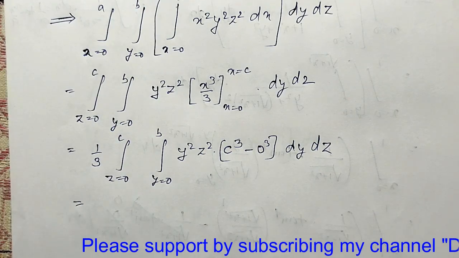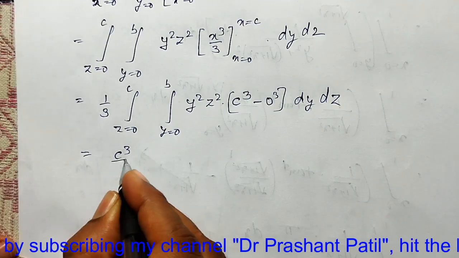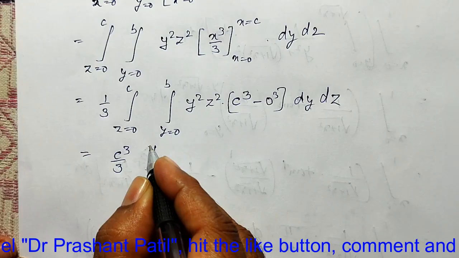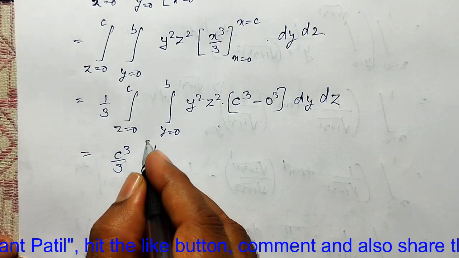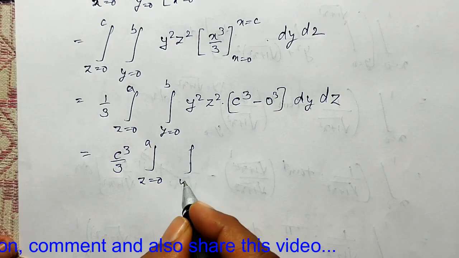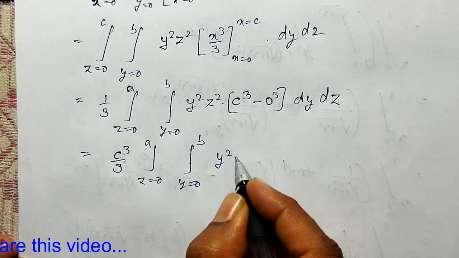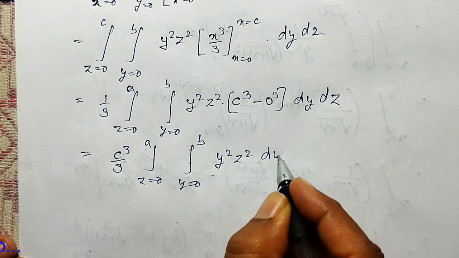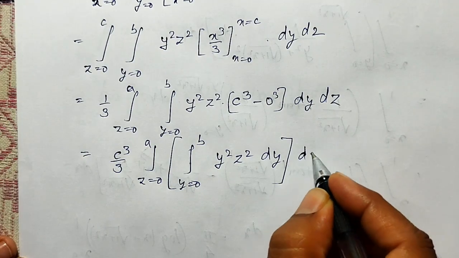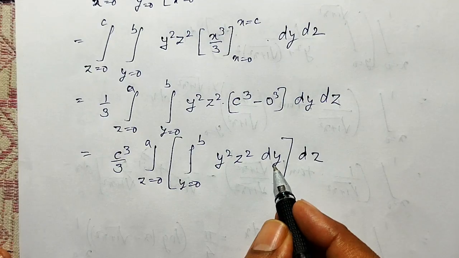I will write one more step here as c cube divided by 3 integration from z equal to 0 to a, it should be a here, and then integration from y equal to 0 to b, and here y square z square into dy. I will put one more bracket around what I am going to integrate, and then dz as it is. Now you have to integrate first with respect to y.